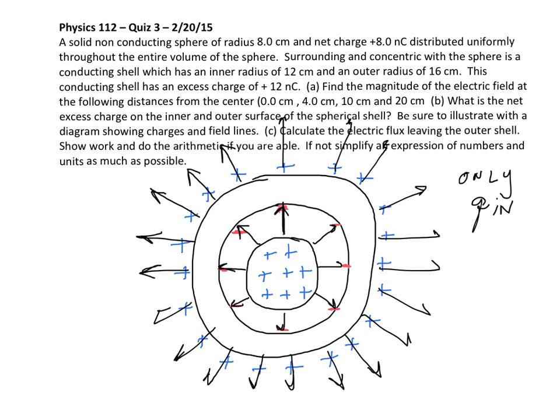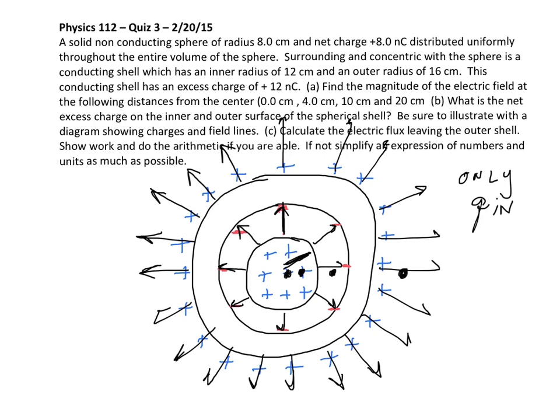And so we have 4 points, well 5, 4. 0 centimeters, 4 centimeters, 10 centimeters, and 20 centimeters. So let me put those points in. This is 8 centimeters, so we're halfway out. So there's the 4 centimeter point. There's the center point. Here's the 10 centimeter point. And here's the 20 centimeter point. So we want to know the field here, here, here, and here.